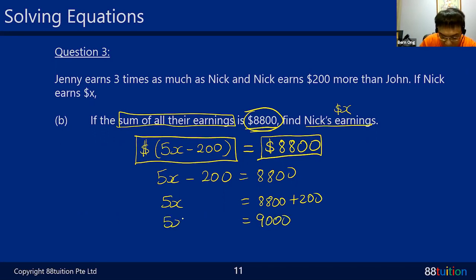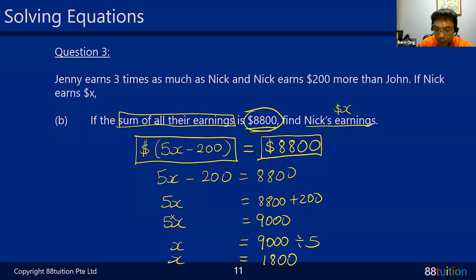And 5x is down here. What is in between the 5 and the x? It is a multiplication. So times 5 brought across the equal sign will give me a divide by 5. Therefore, if you press your calculator, 9,000 divided by 5 will give you 1,800. Isn't Nick's earning $1,800? Because Nick's earning is given as X dollars. Is that simple? Charmaine, you got it? Good job. Jethro, okay or not? Simple questions like this are very straightforward. Cannot make any mistakes.